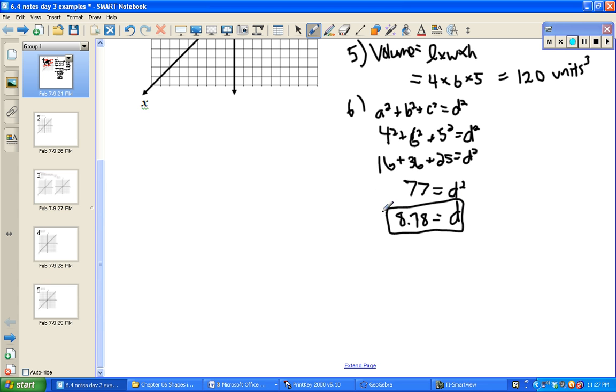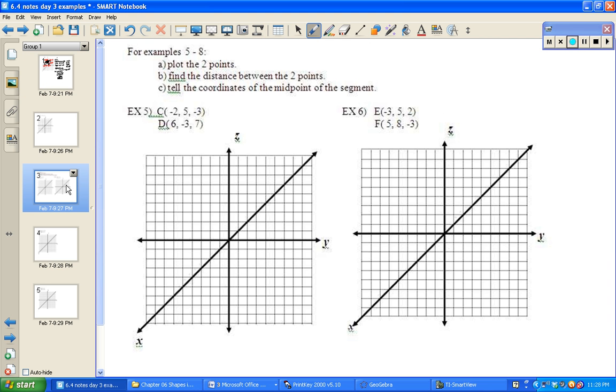So if you haven't done example 4 already, do that one on your own. But let's move on to the next page then, for examples 5, 6, 7, and 8. What it asks you to do is plot these 2 points, and then find the distance between the points, and find the midpoint. So let's start by plotting these two.